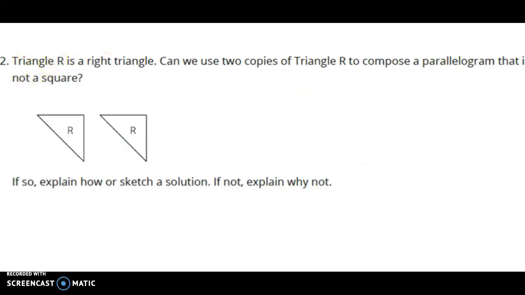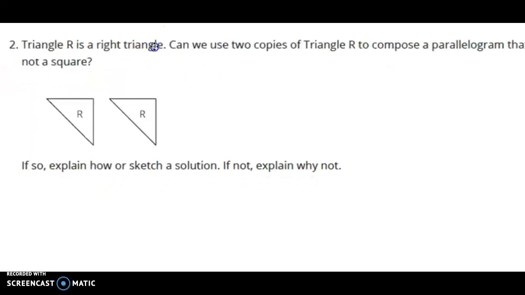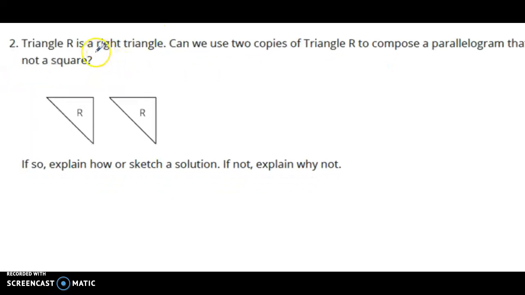Two, triangle R is a right triangle. Now let's talk about what this means. A right triangle means that there is a right angle. So I'm going to draw that right angle with a box. Can we use two copies of triangle R to compose?